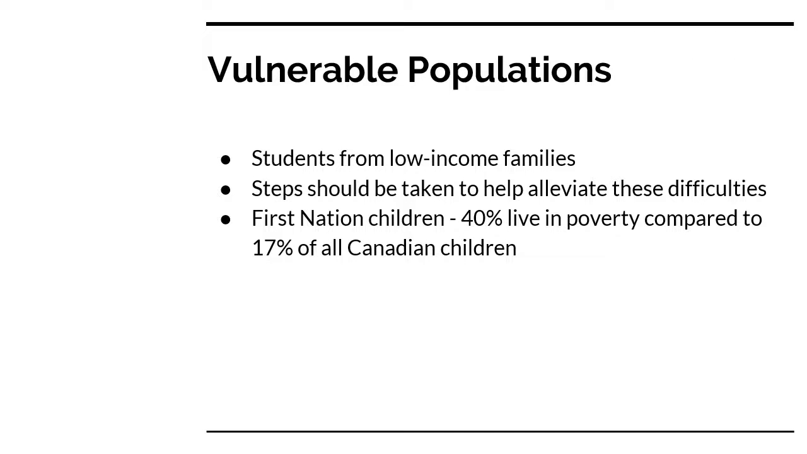A vulnerable population includes students who are at a disadvantage due to their circumstances. Students from low-income families are part of this group and are the target of this problem. If academic performance is being affected by factors which students cannot control, this is unacceptable and steps should be taken to help alleviate these difficulties. In addition to this general group, First Nations children are among the most vulnerable, as a staggering 40% live in poverty compared to 17% of all Canadian children. These children would benefit greatly from an initiative which caters to their situation and sets them up for success.